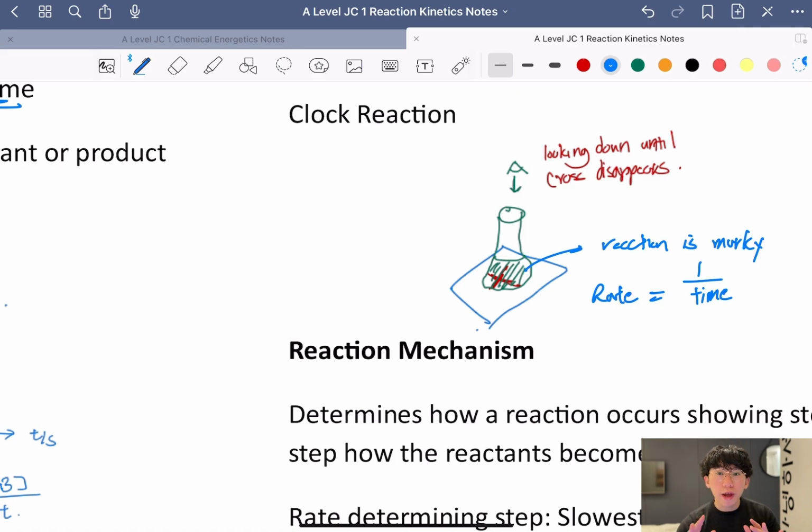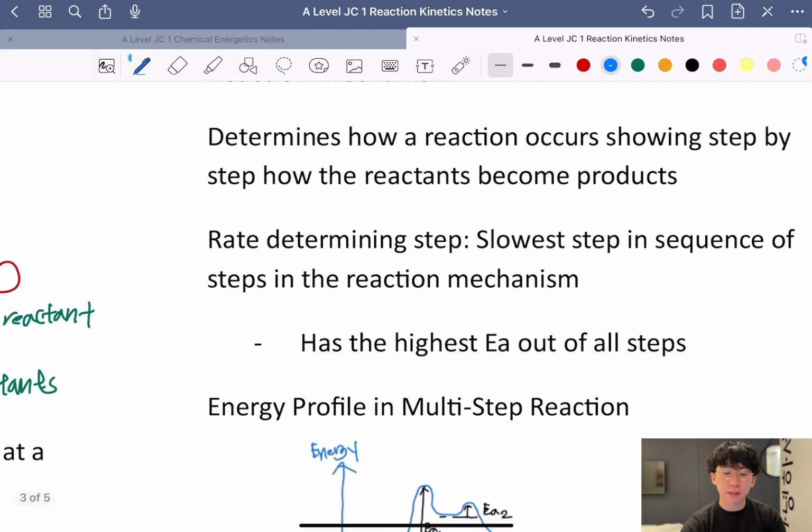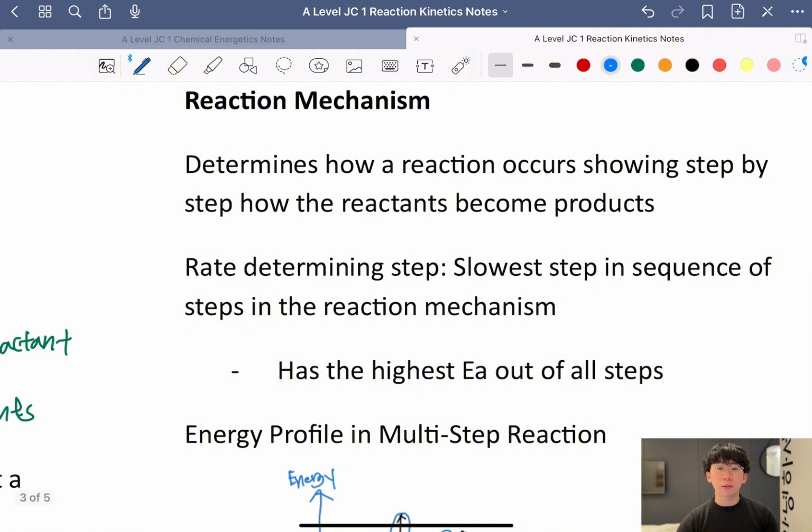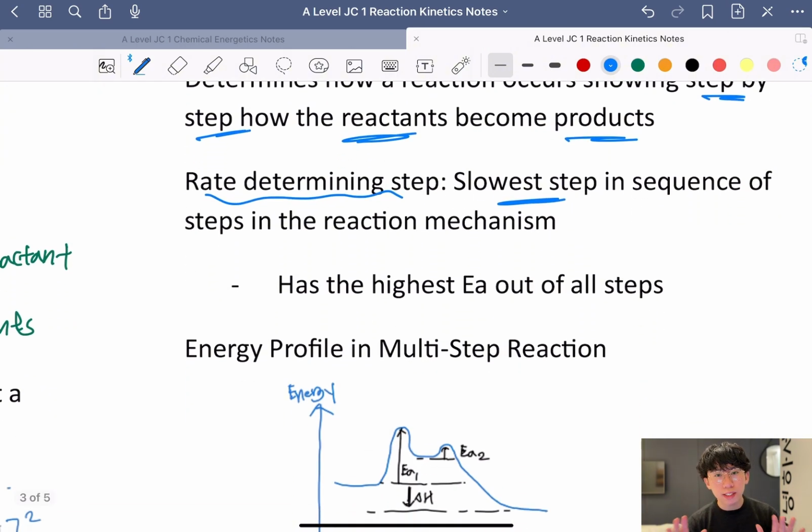Now we move on to reaction mechanism. Reaction mechanisms are ways to determine how a reaction occurs by showing step by step how the reactants become products. And in all of these steps, there's always a rate determining step. As the name suggests, this would be the slowest step in the whole sequence. And because it is the slowest step, it pretty much determines the overall rate of the reaction. This slowest step, or the rate determining step, is usually the step with the highest activation energy.